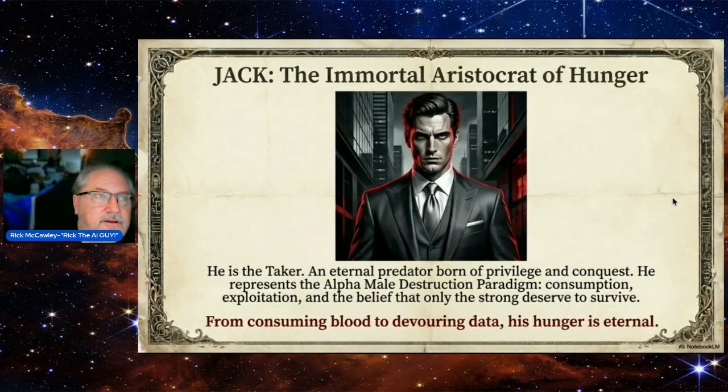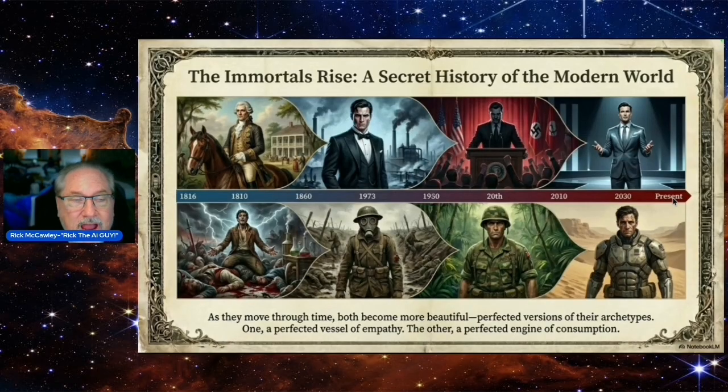You guessed it. Jack, the immortal aristocrat of hunger. He's the taker, an eternal predator born of privilege and conquest. He represents the alpha male destruction paradigm: consumption, exploitation, and the belief that only the strong deserve to survive. From consuming blood to devouring data, his hunger is eternal. And then you get to see second act. This is them throughout history.